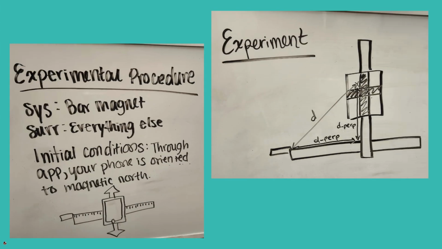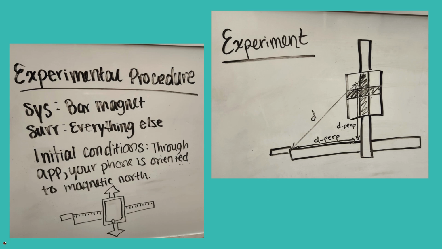For our experimental procedure, the system is the bar magnet and the surrounding is everything else. First, note that before we measure the magnetic field of a bar magnet, we have to account for the Earth's magnetic field that is also present. We can superimpose the two magnetic fields to find the net. This is why in the experiment we place the bar magnet on the edge of the ruler that is perpendicular to our smartphone that we align with the Earth's magnetic field.